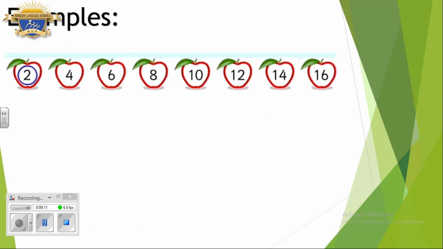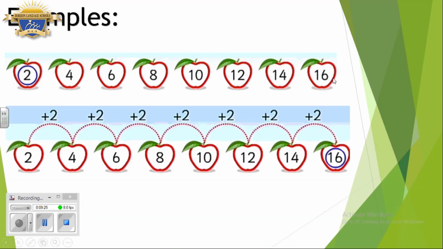Okay, we will take some examples. We have here a set of numbers, right? We have 2, 4, 6, 8, 10, 12, 14 and 16. Can you tell me what the rule for this pattern is? What did you notice at first? We start with number 2. Number 2 becomes 4, so the number is increasing. We add 2 to number 2, it becomes 4. So we add 2, the number is increasing.